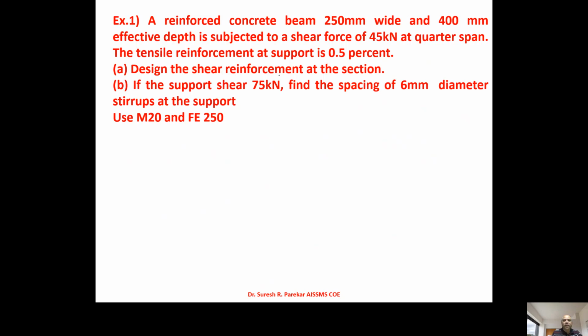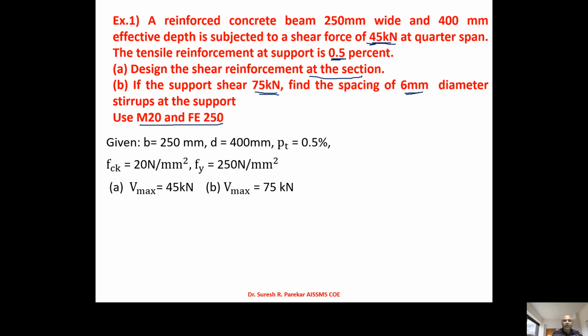So now we have this problem. A reinforced concrete beam 250 mm wide and 400 mm effective depth is subjected to a shear force of 45 kN at quarter span. The tensile reinforcement at support is 0.5%. Design the shear reinforcement at this section. So at quarter span, definitely we have the same value. In B part, the support shear is given as 75 kN. For both we have to find the spacing of 6 mm diameter stirrups.